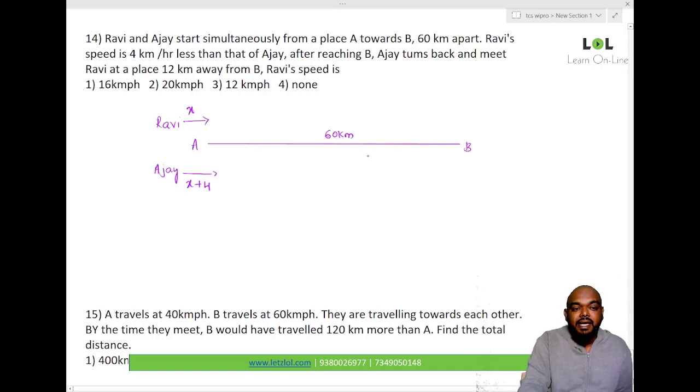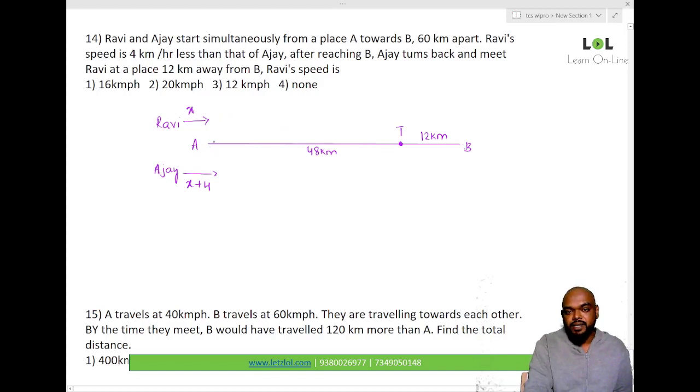After reaching B, Ajay turns back and meets Ravi at a place which is 12 kilometers away from B. 12 kilometers away from B means, let us say the point is T, which is 12 kilometers. So if this is 12, then this should be 48 kilometers, because total distance is 60, right? Now, we need to calculate the X value, Ravi's speed.